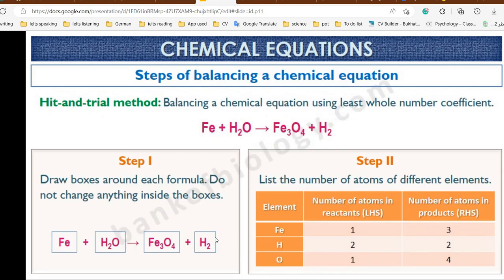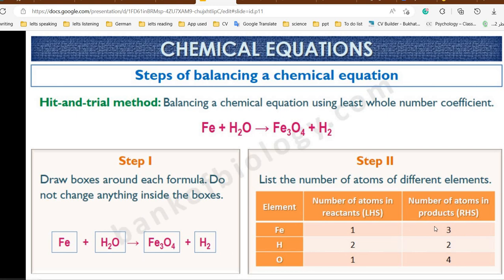Steps of balancing: we have here iron with water, producing iron oxide plus H2. So how can we balance it? Step 1, draw a box around each formula. Then list the number of atoms of the reactants and the number of atoms of the products.